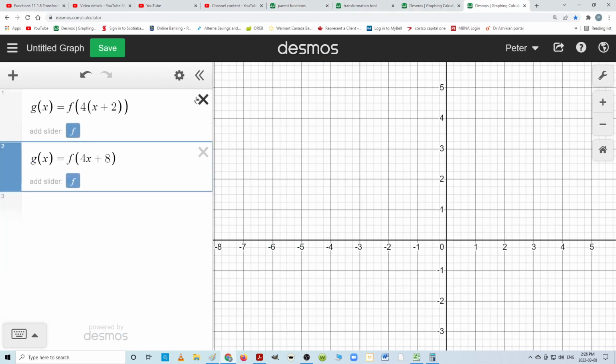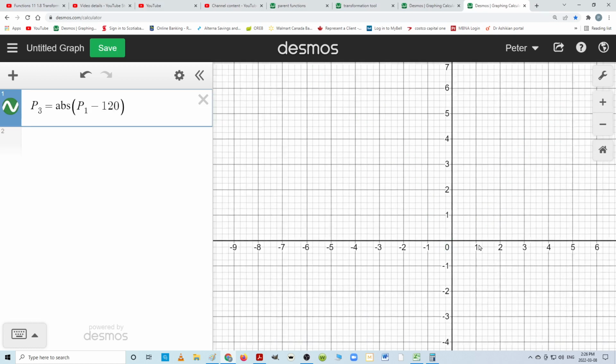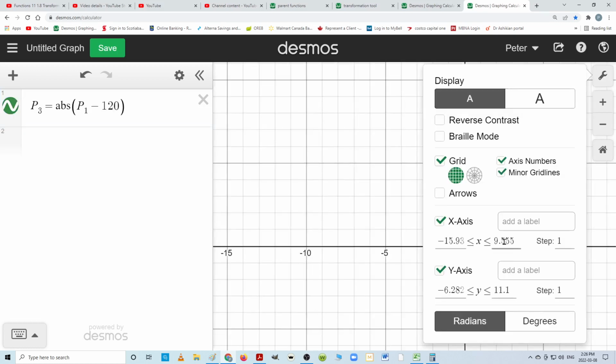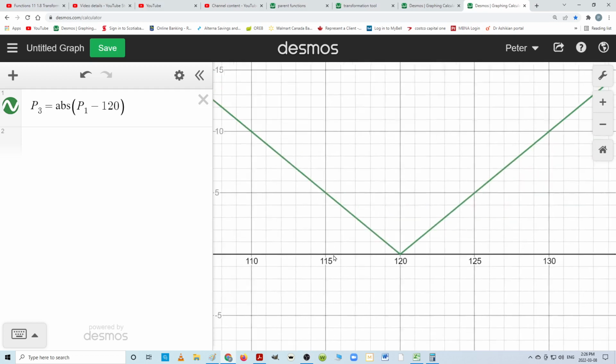So I'm just going to close all these. So if you look at, you can even do P3 is equal to the absolute value of P1 minus 120. And sure enough, we'd have to really see 120 over here. Let's go 100 to 120. And we can see it right there.